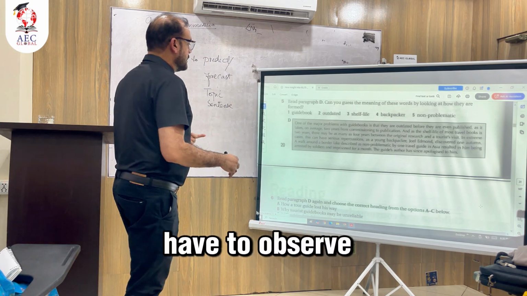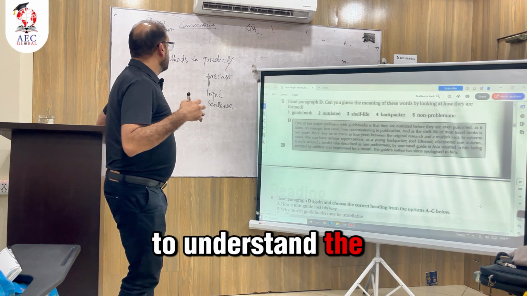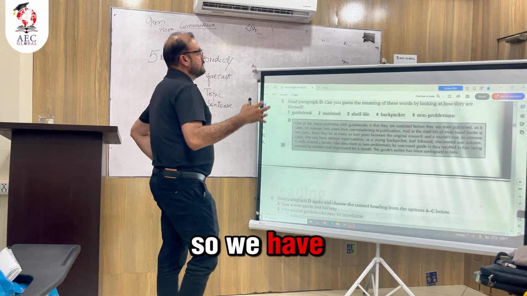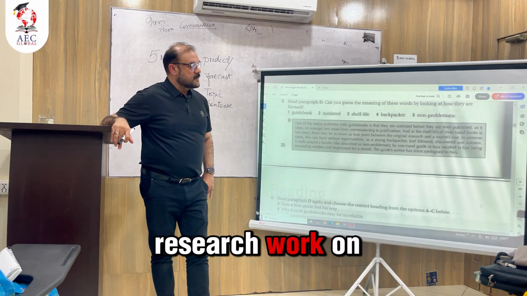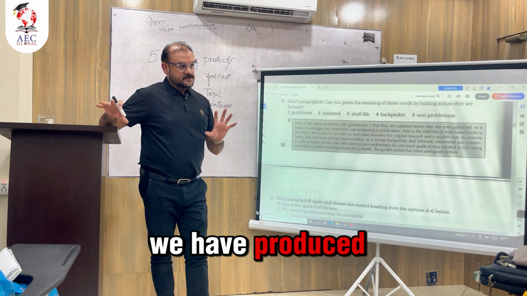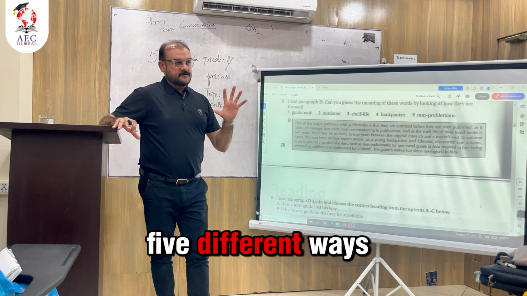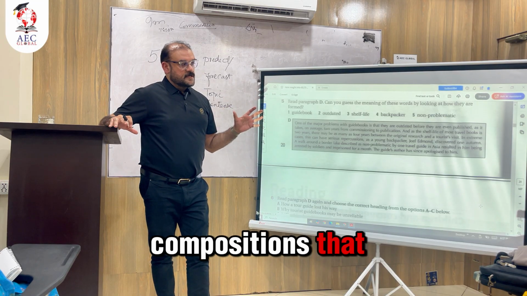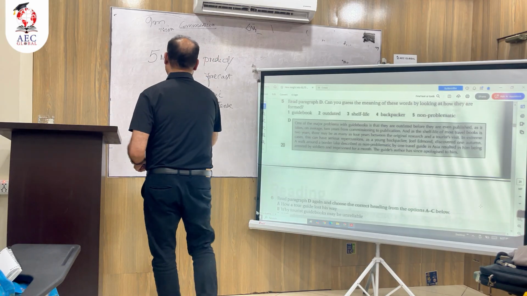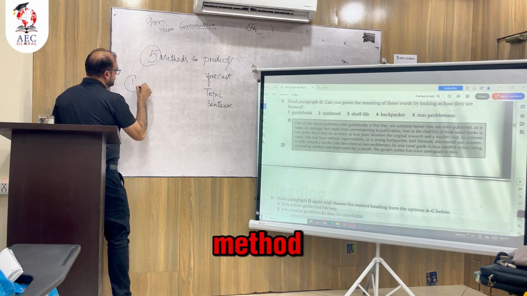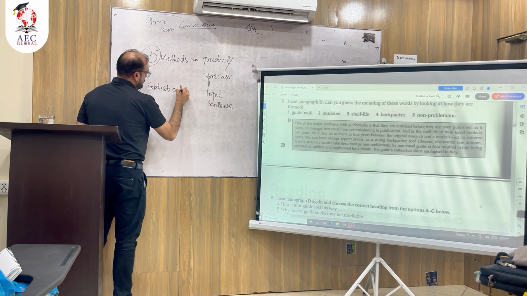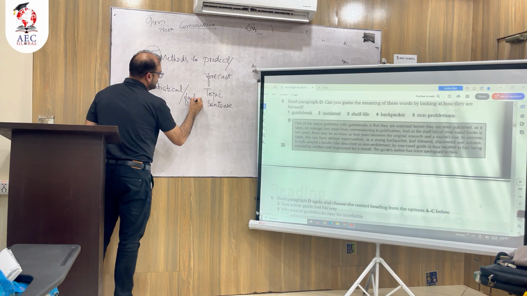Now we have to observe how you can understand the main idea or the topic sentence of the composition. We have concluded our research work on reading comprehension, the world's literature, any literature which we have produced up till now, and there are 5 different ways to check in which style the author is writing. Number 1, these are 5 methods. The first method is statistical, or we can call them factuals.